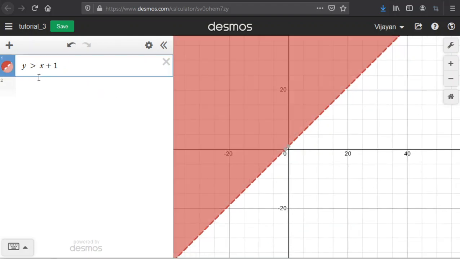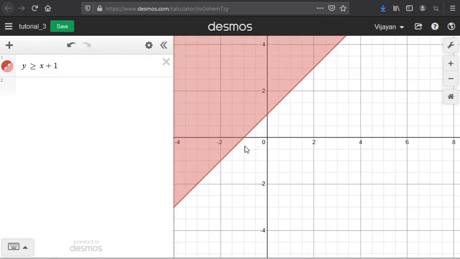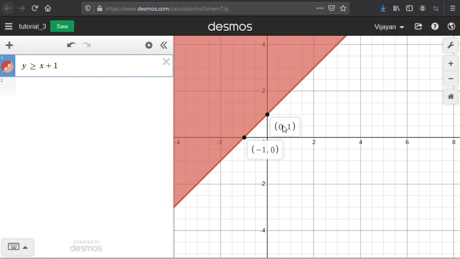So instead of writing y is greater than, if I write y is equal to, then you see it becomes a straight line, because all the points on that line are also included. Also, this inequality cutting the x and y axis is shown highlighted. If we click on it, the points will be displayed.